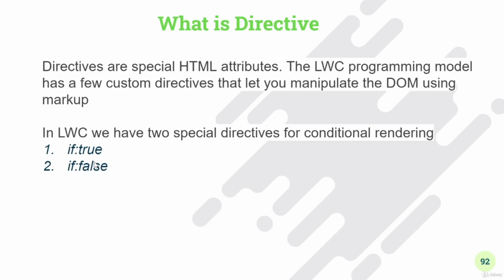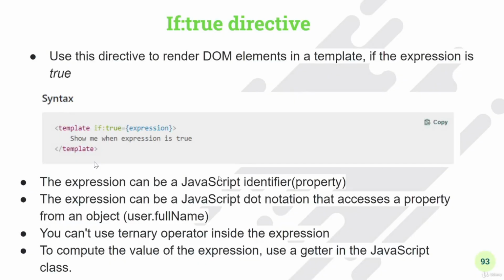Directives are special HTML attributes that tell the framework, okay, I have this particular attribute, so I have some extra features with me. Each directive has a different superpower. In the LWC programming model also we have some custom directives that let you manipulate the DOM using the markup. And in LWC we have two special directives for conditional rendering, that is if:true or if:false. So let's first understand the if:true directive.